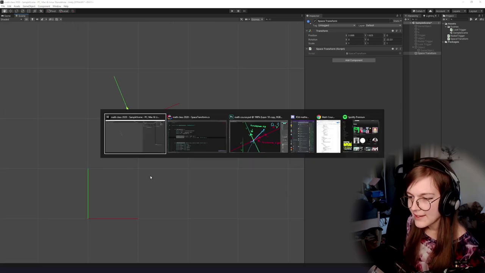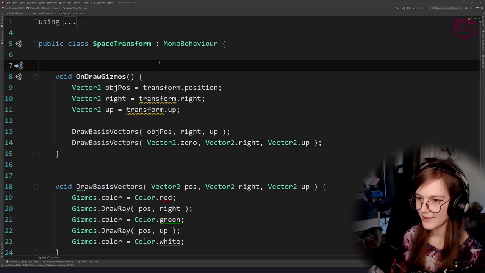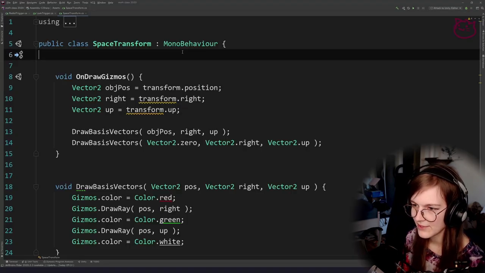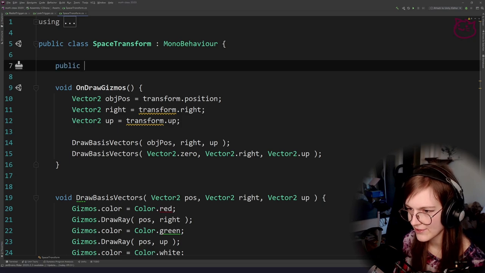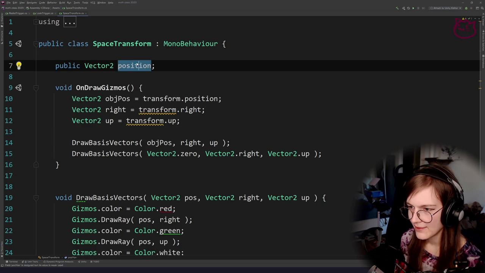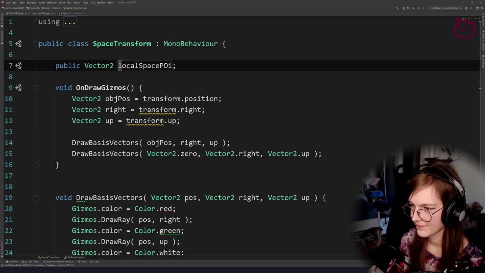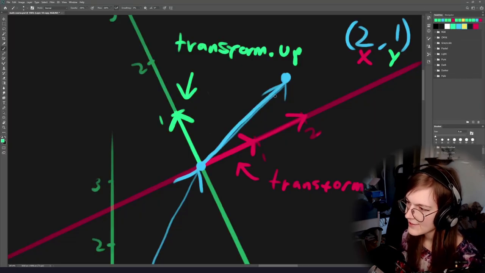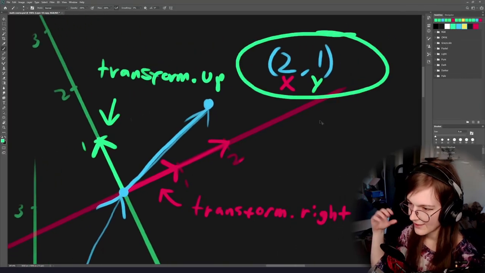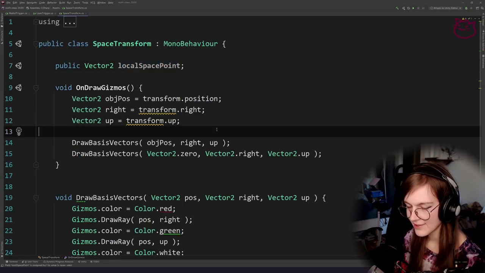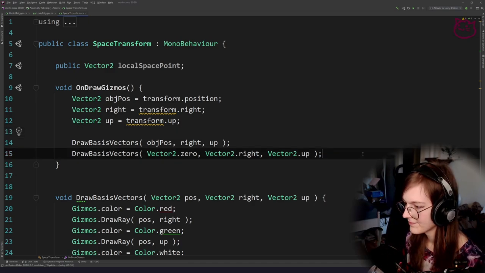Neat. So now we need a point in local space. Let's see. Trying to figure out if we should just have a number input or if we should have an actual transform. Might be actually less confusing just to have a number input. Or let's call this point. There we go. Local space point. So we're going to start by defining this in local space, just like we defined this one as local space coordinates 2 and 1, right? So we have the local space point, and it might be useful to draw this one.